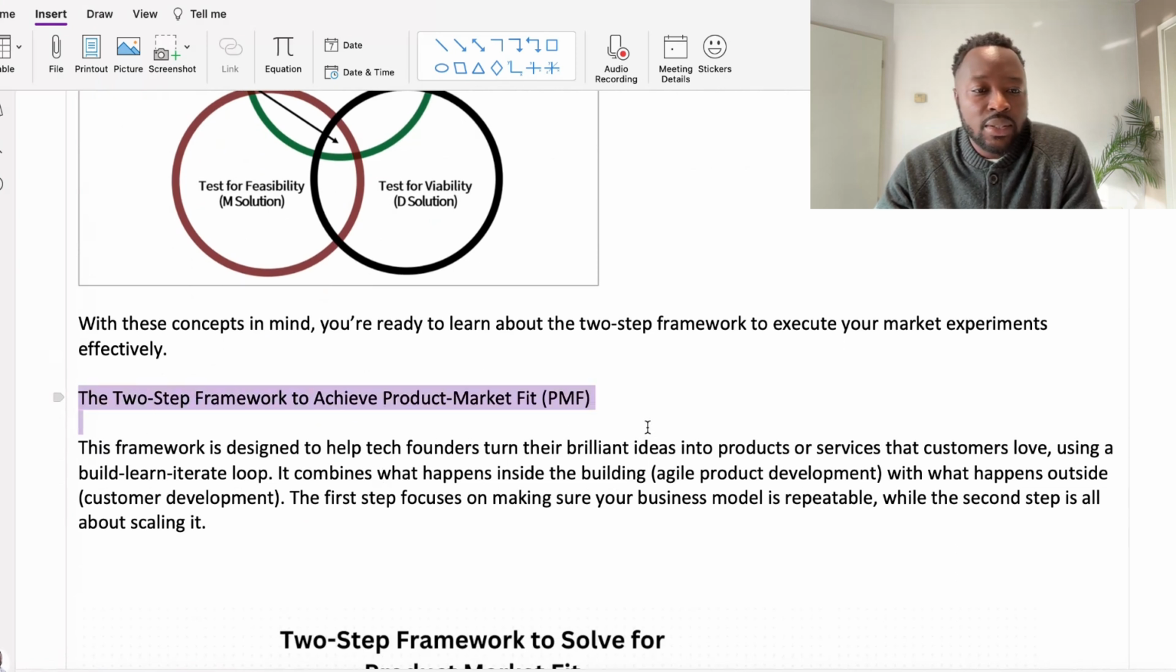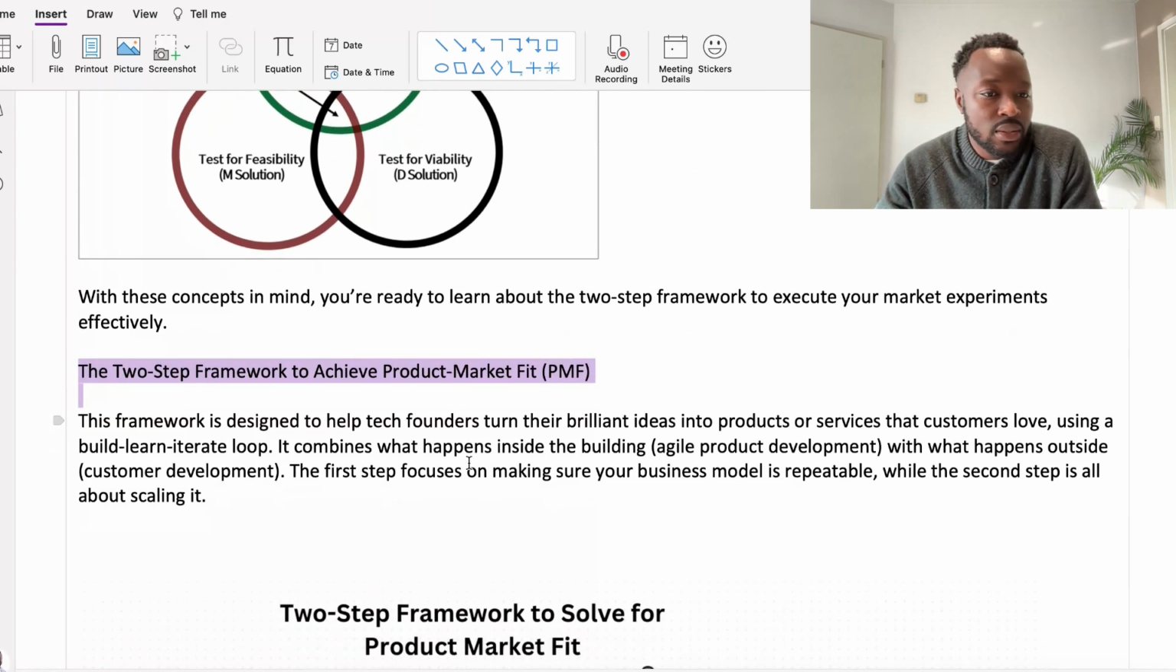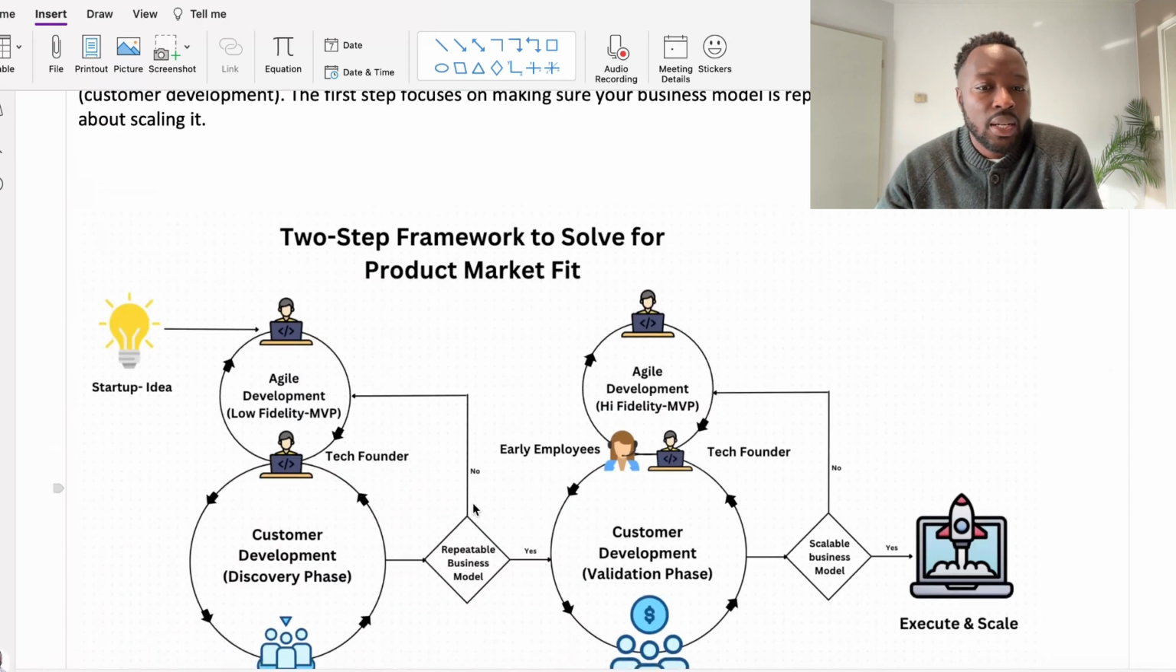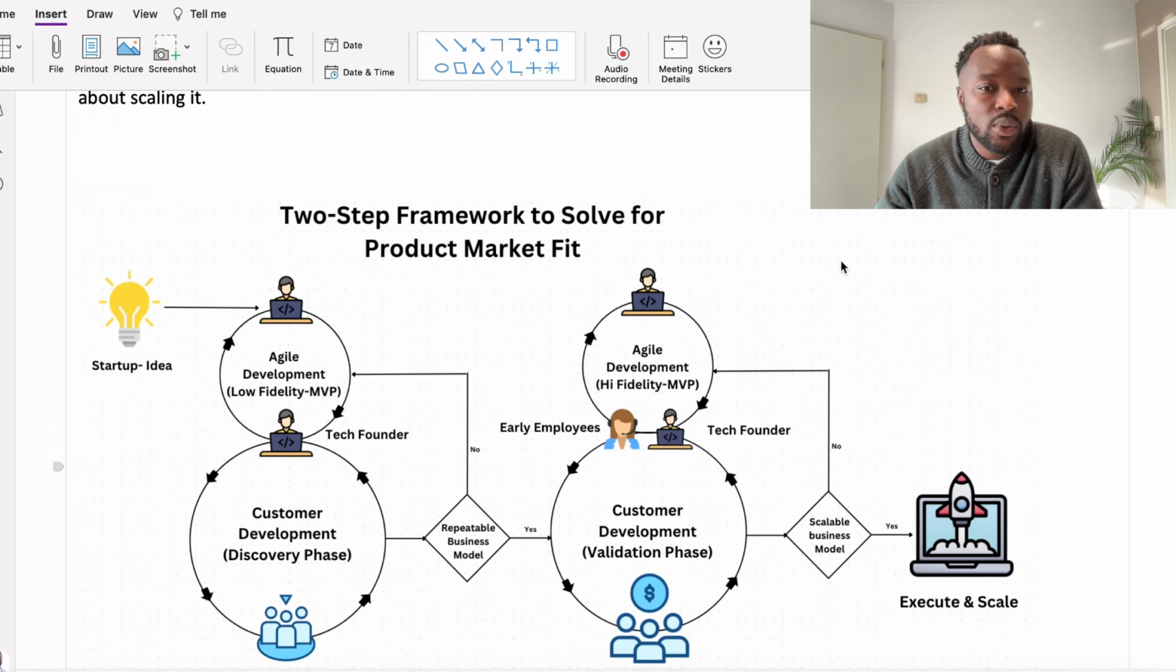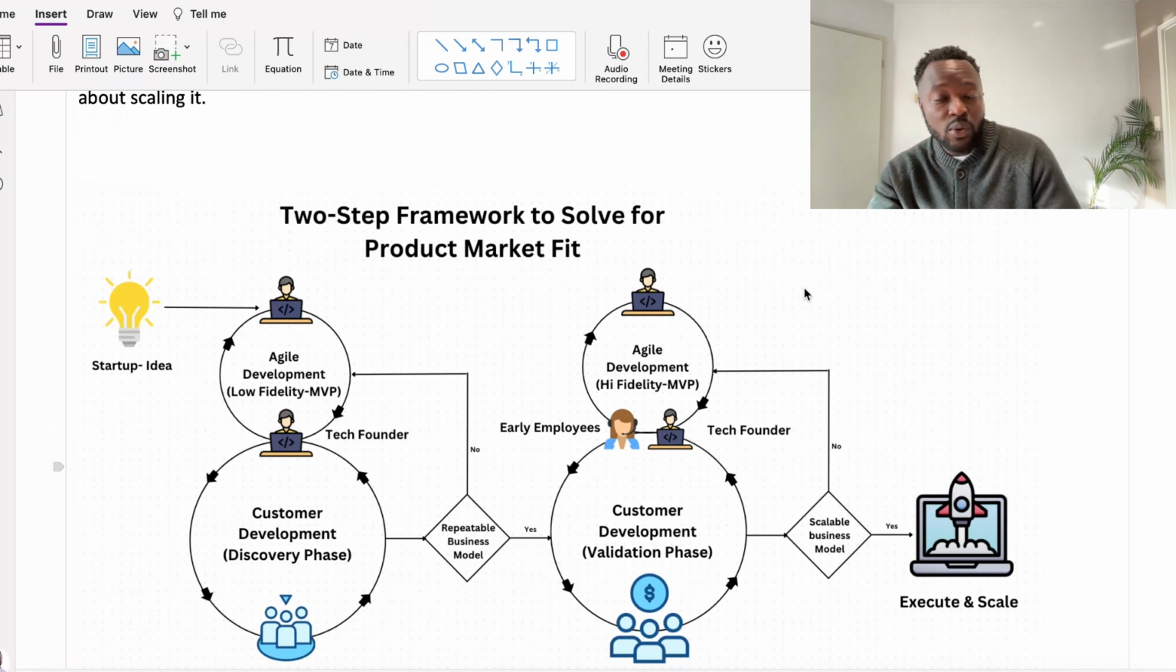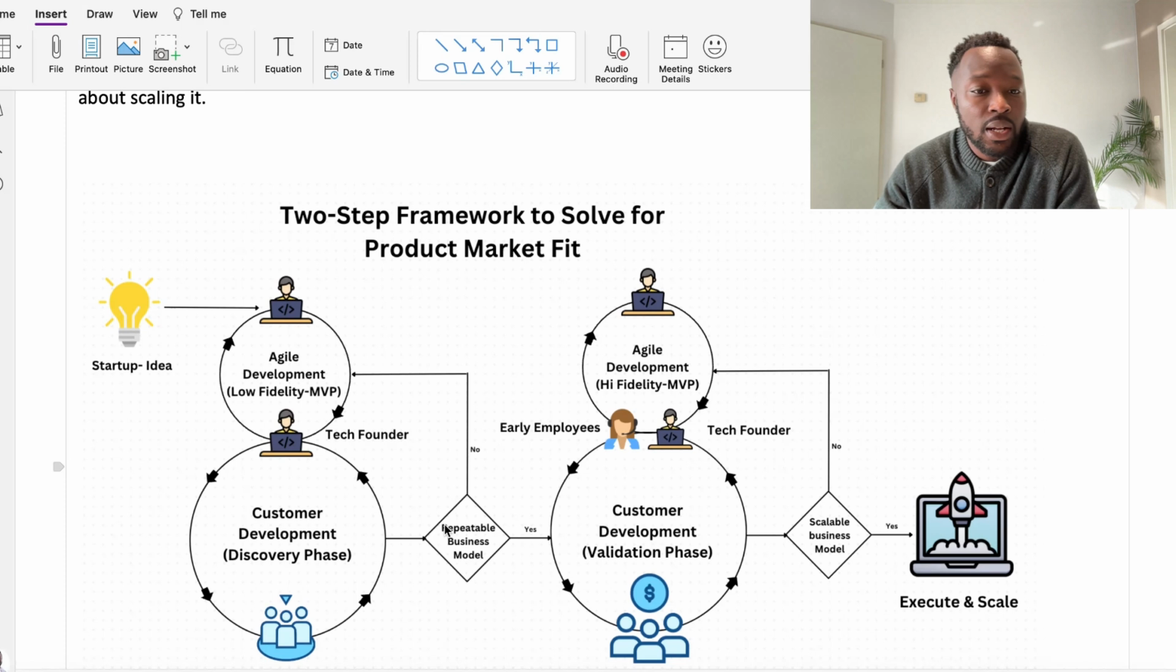The second part of the article focuses on the two-step framework that you are going to use to achieve product market fit. So this is an illustration of the two-step framework to solve for product market fit. The first part of the framework answers the question, do you have a repeatable business model? And the second part of the framework answers the question, is your business model scalable?